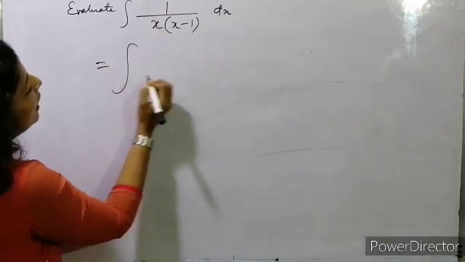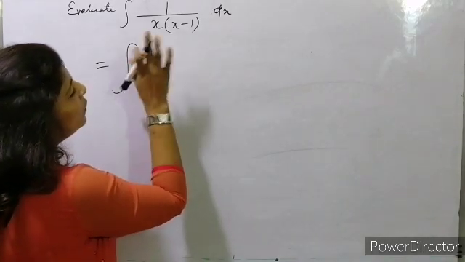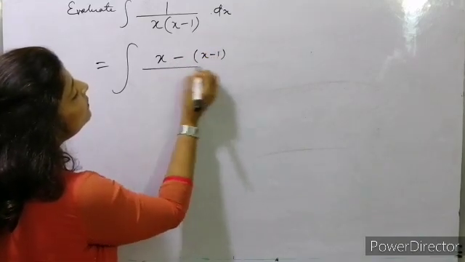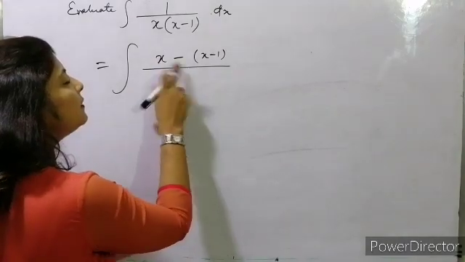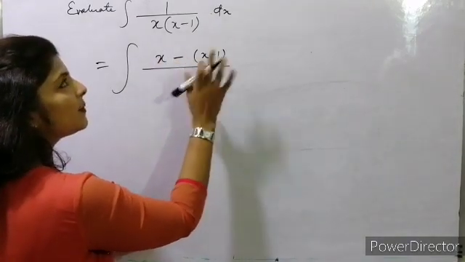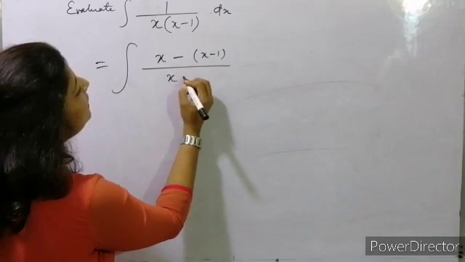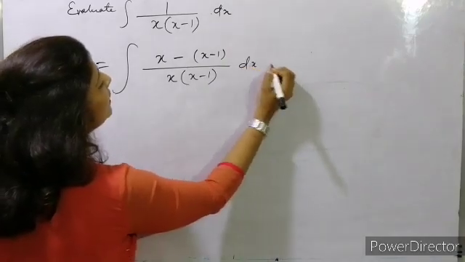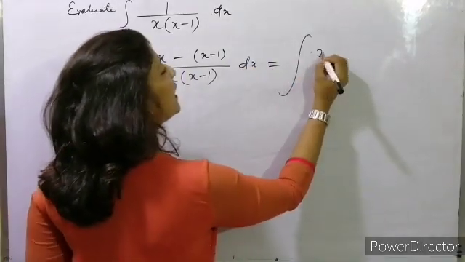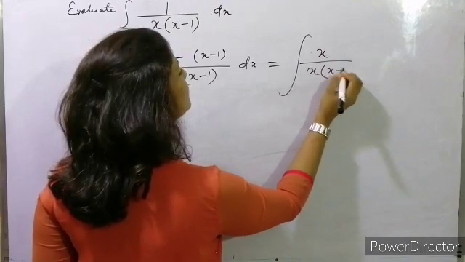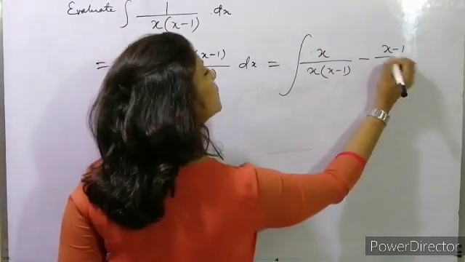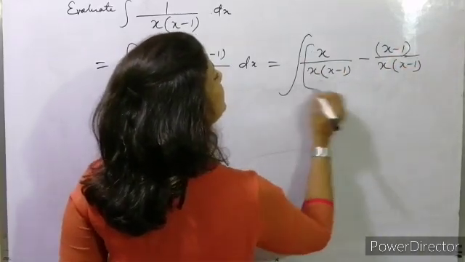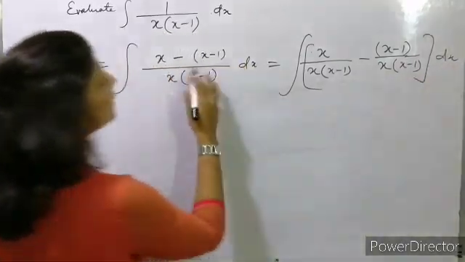So first of all, how will we do this? We need a 1 in the numerator, so can we write it like this, x minus 1? When we subtract, x minus x cancels, and minus minus becomes plus 1. So we get 1 upon x into x minus 1 dx. We can also write it as x upon x into x minus 1 minus x minus 1 upon x into x minus 1 dx.